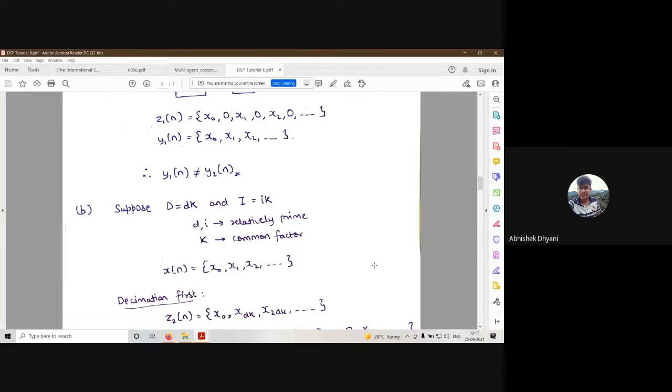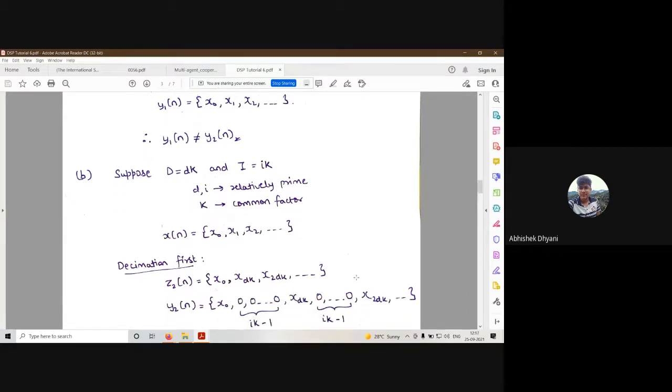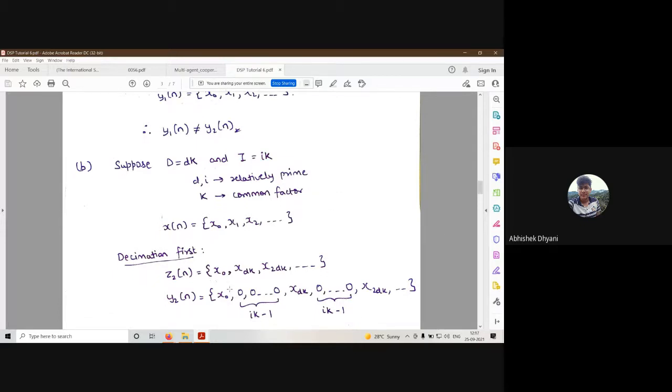Now we have to pass it through an interpolator, and there will be some zeros added between two samples, such that two samples will be displaced by ik. That means we will have to add ik minus 1 zeros, because then xdk will be present at the ikth position or ikth time index, and that is because I is equal to ik. So this is what happens when we look at decimation first, and this is what y2 will be.